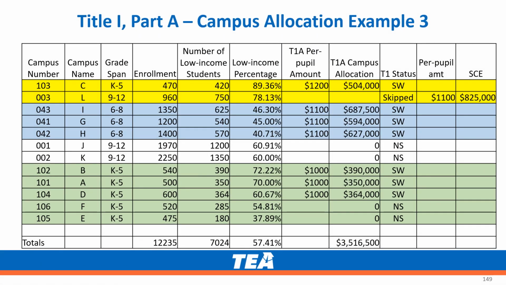In this third example, the LEA has two campuses that are above 75% poverty. The LEA has chosen to serve one of these campuses, but has elected to skip the other. This means that the LEA must ensure that the skipped campus meets the comparability of services requirement, that the campus receives supplemental state or local funds to operate a Title I-like program, and that the amount of supplemental state or local funding the campus receives is equal to or greater than the amount it would have received under Title I Part A.